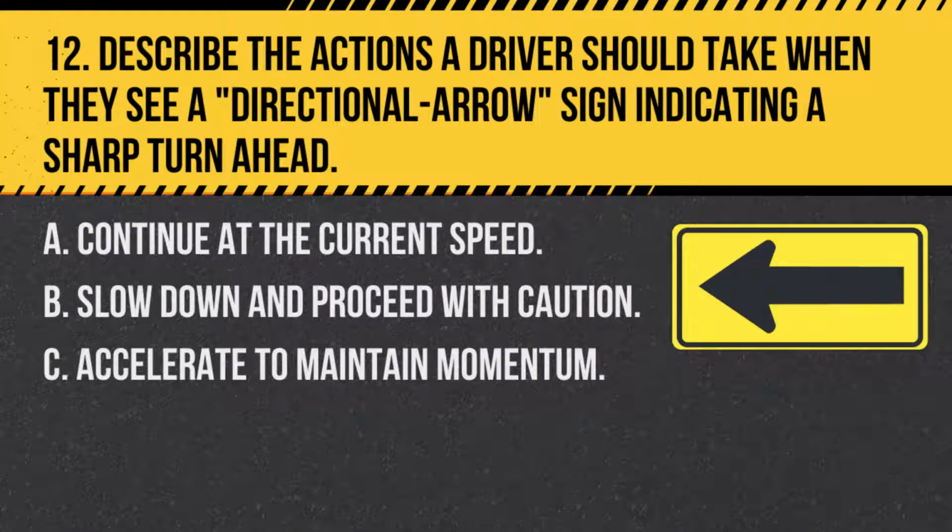Question 12. Describe the actions a driver should take when they see a directional arrow sign indicating a sharp turn ahead. A. Continue at the current speed. B. Slow down and proceed with caution. C. Accelerate to maintain momentum.